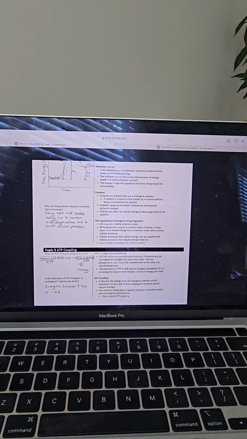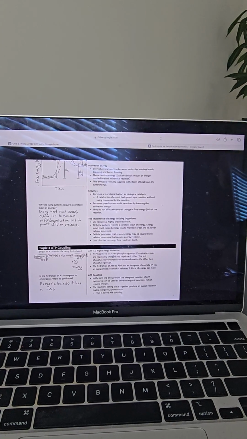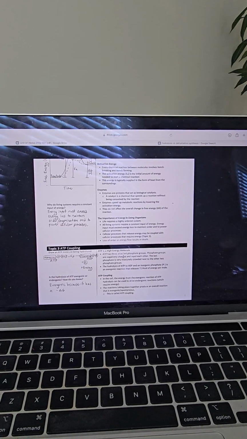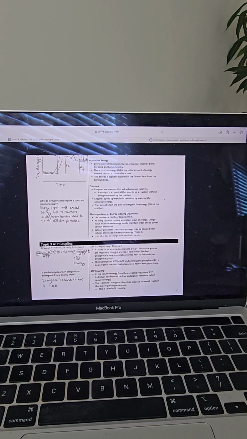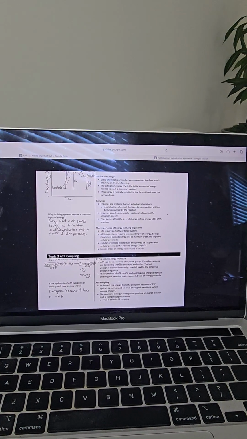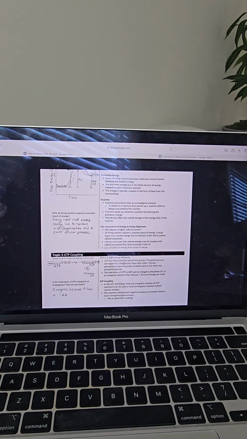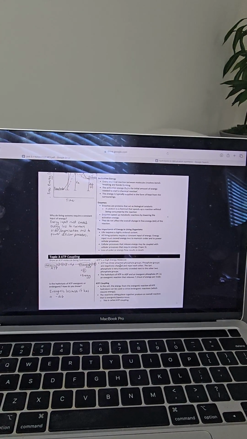But note this point: the energy that is released from the exergonic reaction should be more than the input for the endergonic reaction. So this is kind of masking it to the universe, faking that we are doing an exergonic reaction, but actually the endergonic reaction is taking place. Hope this helps.